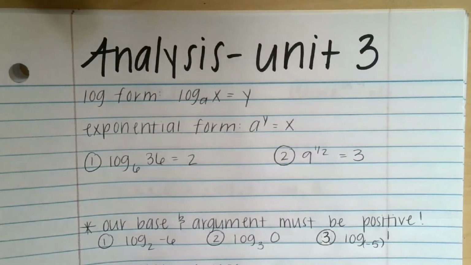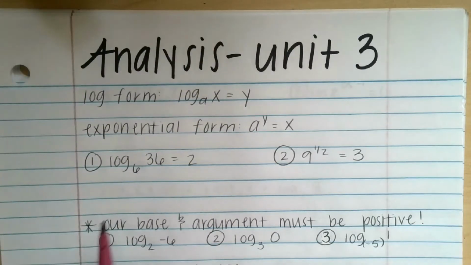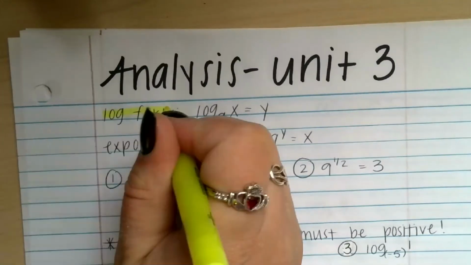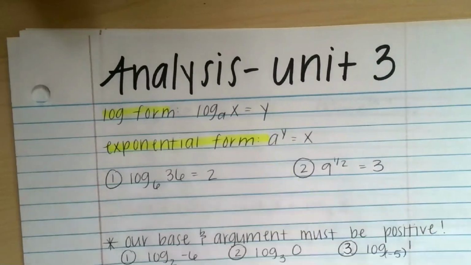Hi guys, so this video is just a quick recap of all of Unit 3. I'm just going to go through the main points and then a few examples of each. The biggest thing to stress at the beginning is the two different forms that we have for writing logs. We can use log form or we can use exponential form. So knowing how to go between those two is really crucial.